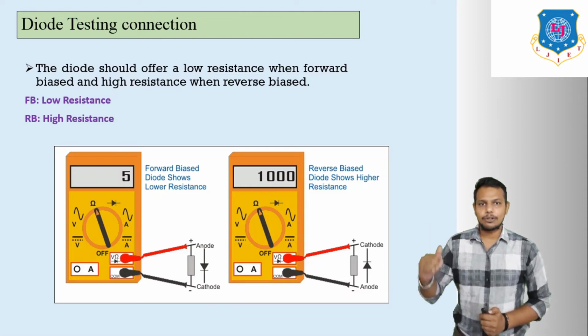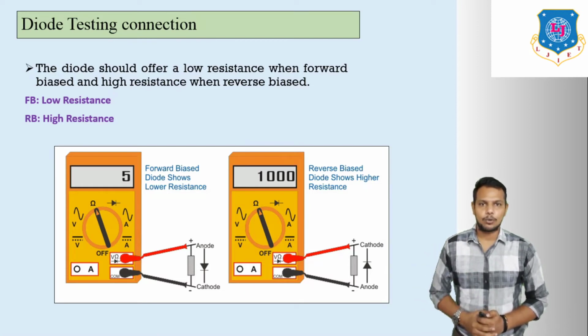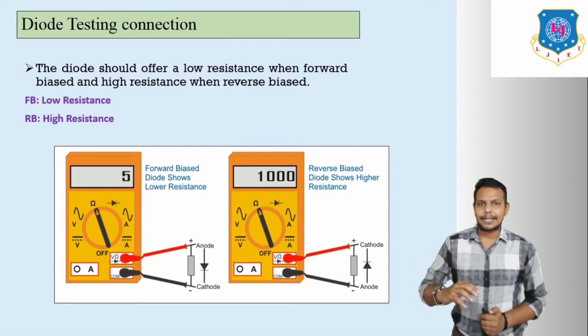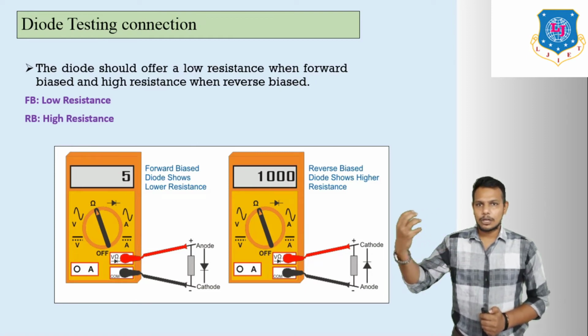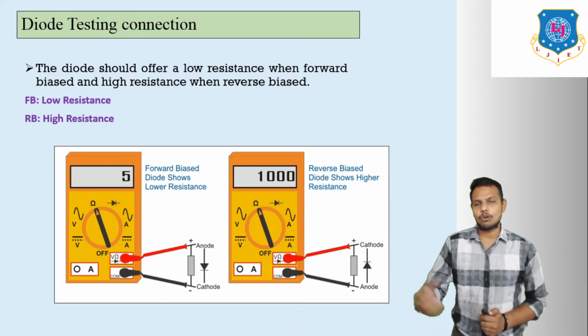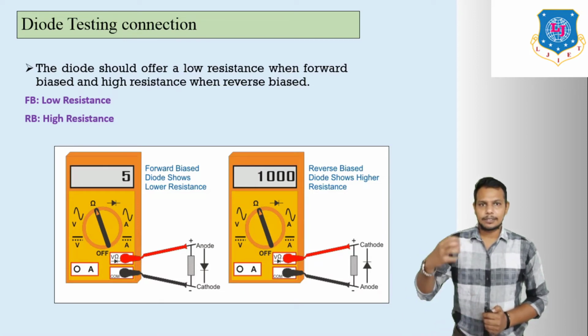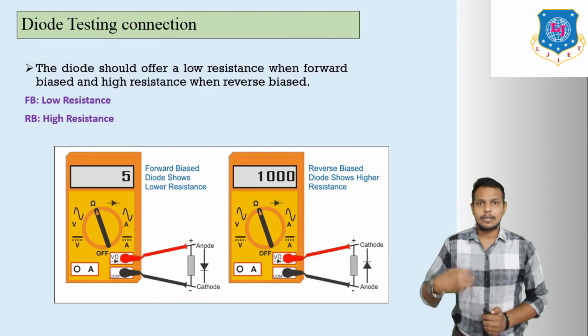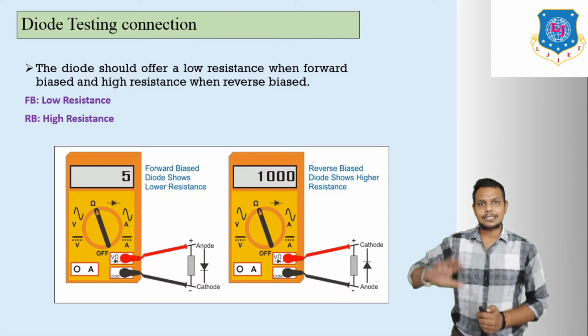Positive and negative, accordingly, we have to connect with this PN junction diode. If after this connection it shows low resistance, that means it works in forward bias. If the DMM indicates high resistance, that means it works in reverse bias. This is how we can test the PN junction diode.